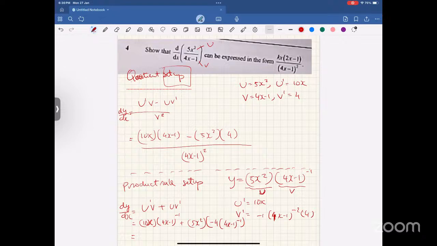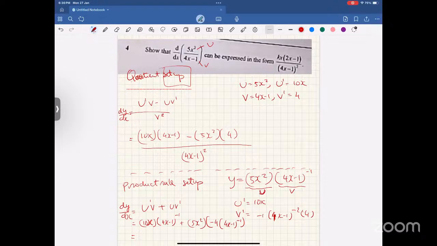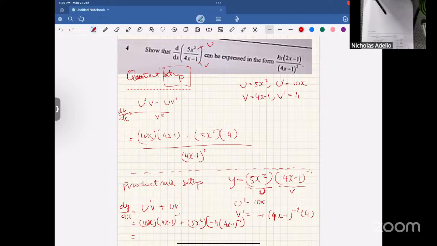Are you okay so far with what I'm saying? The mistake I made is that the V stays like that. The V is from the fraction. Your setup is not for the quotient rule, you're setting up for the product rule. Do you understand what I'm saying?